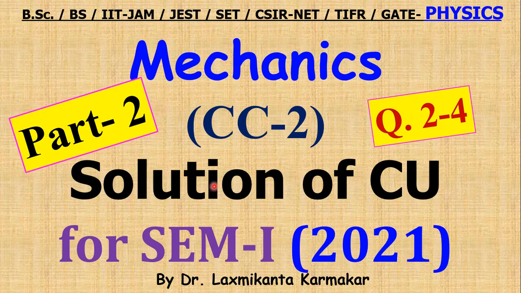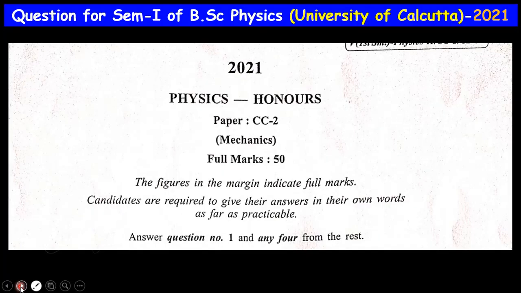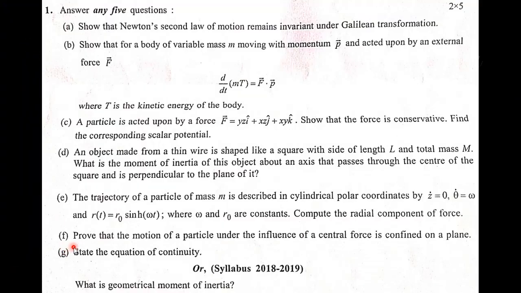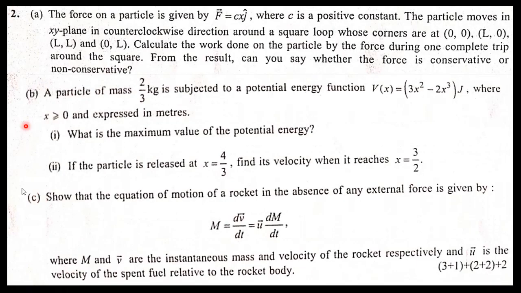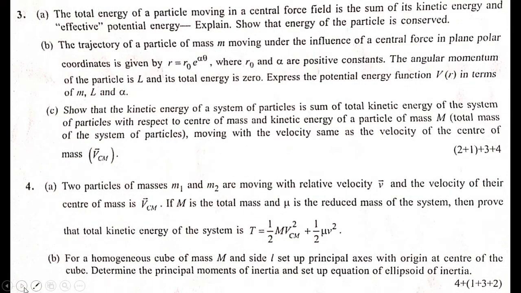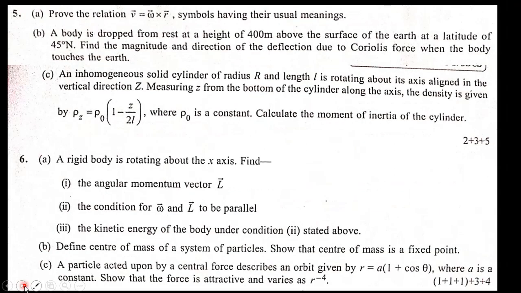This is part 2 of the solution of mechanics, the CC2 paper for semester 1 of physics honors under University of Calcutta. This is part 2 of the questions of the year 2021. In part 1 we discussed question number 1. At first you can see the total question paper. This is question number 1, which was already discussed in part 1, and this is question number 2, 3 and 4 that will be discussed in this lecture. After that, in the upcoming lecture, we want to discuss question number 5, 6 and 7.